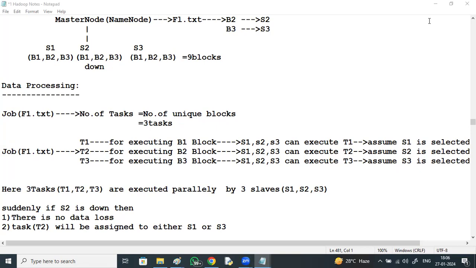Whenever the master node is down, we have a secondary name node. There is a concept of secondary name node here also. Just like in the absence of the principal, we have a vice principal, here also in the absence of the master node, immediately the secondary name node comes into the picture. What is the secondary name node, and what are its responsibilities? I'll be discussing that in the architectural part.